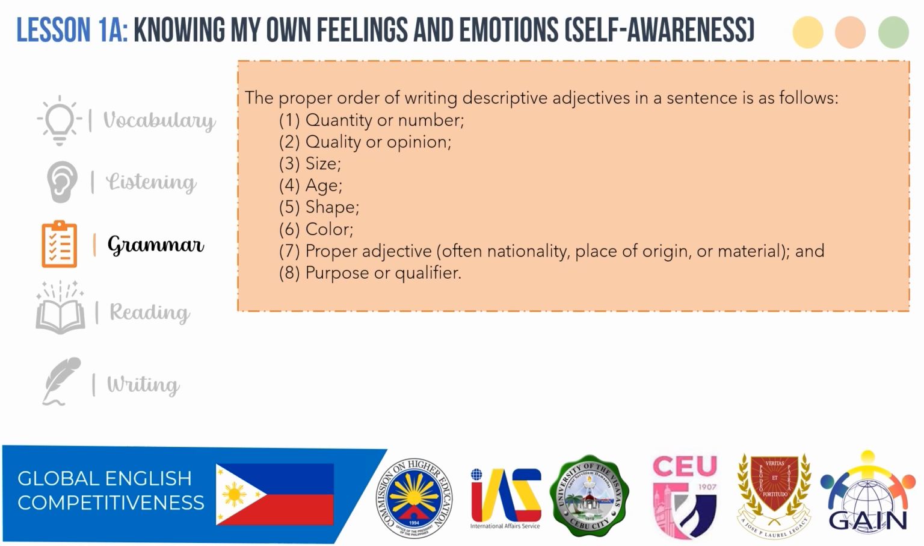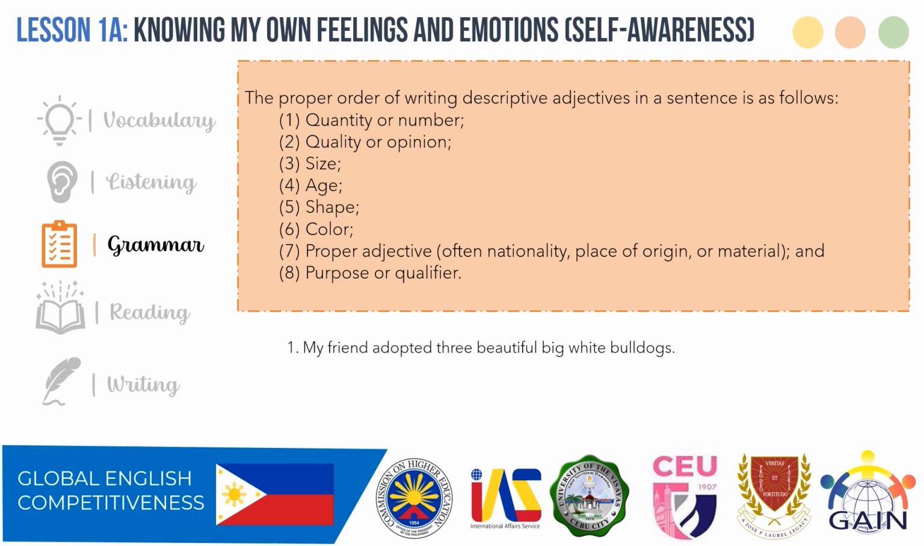First, quantity or number. Second, quality or opinion. Third, size. Fourth, age. Fifth, shade. Sixth, color. Seventh, proper adjective. This often refers to the nationality, place of origin, or the material it's made of. And the last one, the purpose or qualifier. Here are a couple of examples.